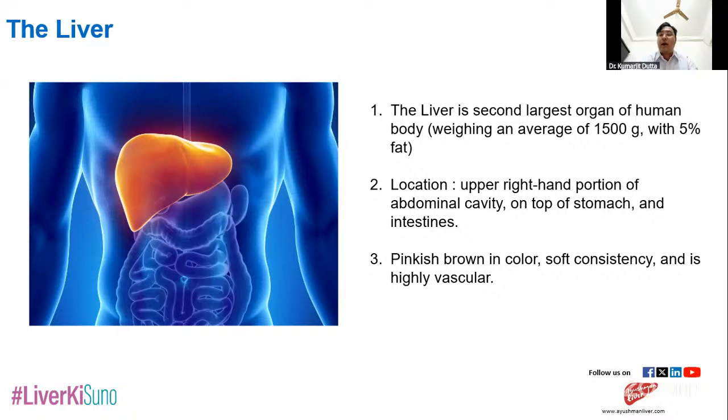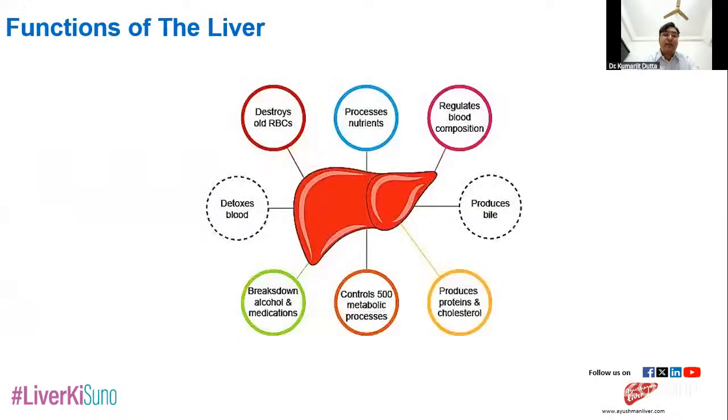Now we are coming to the function of the liver. Liver is an important reticuloendothelial system. It destroys RBCs. It does metabolic processes like gluconeogenesis, glycogenolysis, etc. And it produces bile as well as the proteins which regulate blood composition, and it produces cholesterol and breaks down alcohol and its metabolites and detoxes the blood.